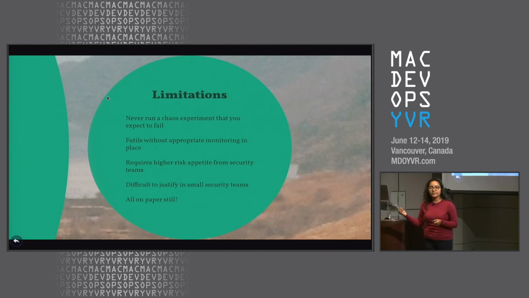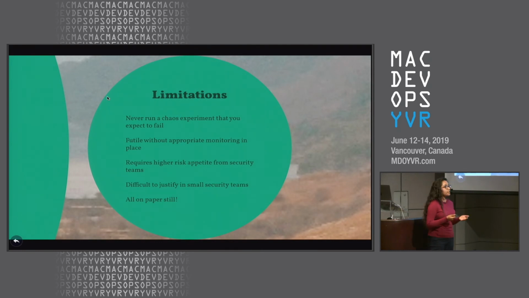The whole purpose of chaos engineering is not to break things on purpose. That's not the point. The point is to observe whether or not things break, to basically uncover the unknown unknowns in your infrastructure, in your environment. And so that should always be the focus.